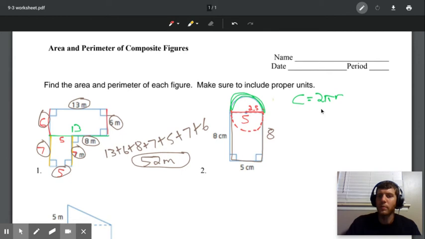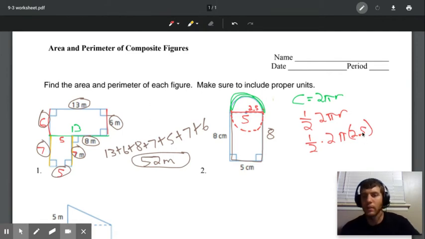But just like in the area problem, we only have half a circle, so we're only going around how, right? We're going 8, 5, 8, and then we're going around half of a circle, so we only want half 2 pi r because it's only half of a circle. Okay, so we multiply 1/2 times 2, that's just going to be 1 times pi, and then our radius was 2.5. So it's basically going to come out as 5 pi, but we can multiply that all out together in our calculator.